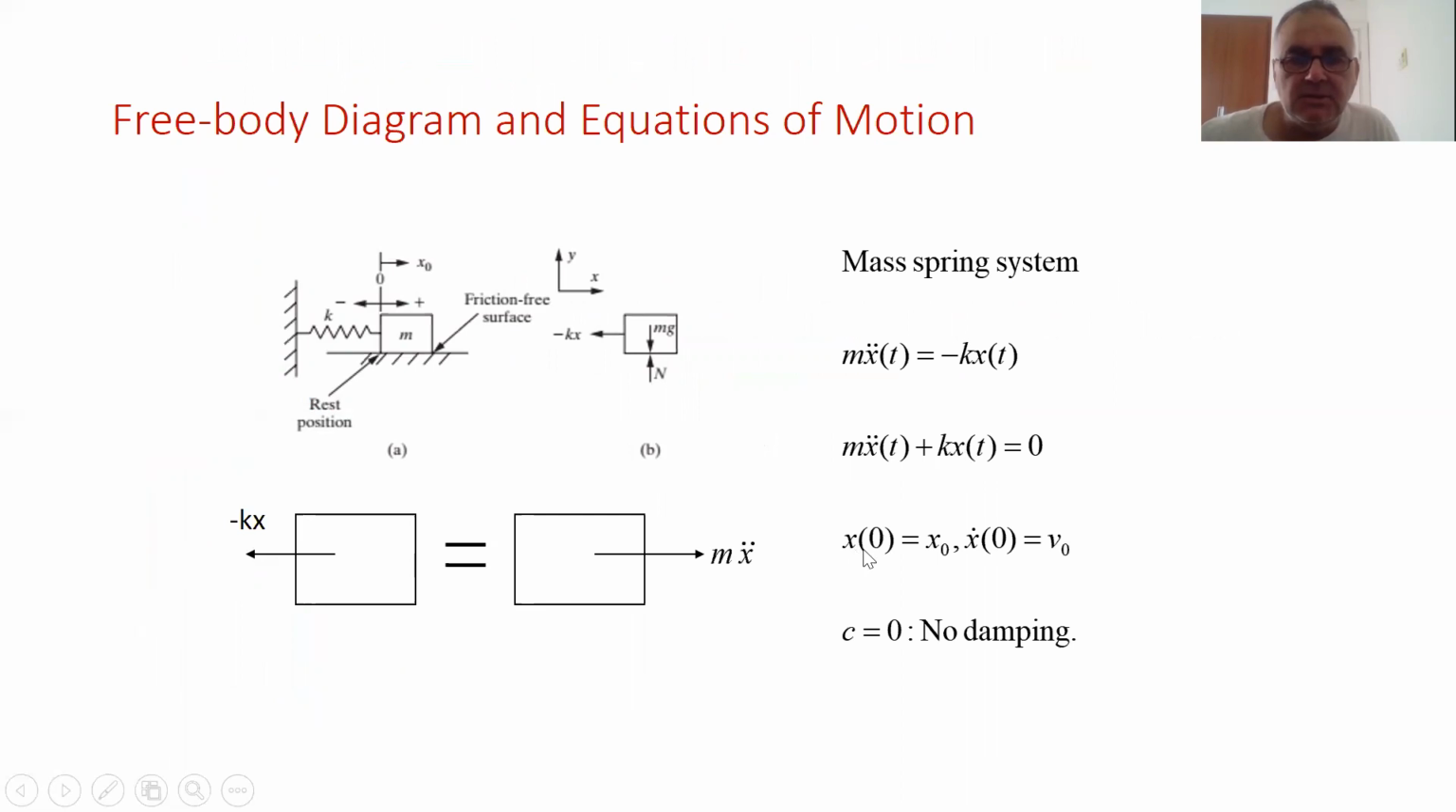These are the initial conditions. The initial displacement is x0. There might be an initial velocity given. We call it v0, and we want to find the response of our system. We have an initial displacement and an initial velocity. These are the initial conditions.